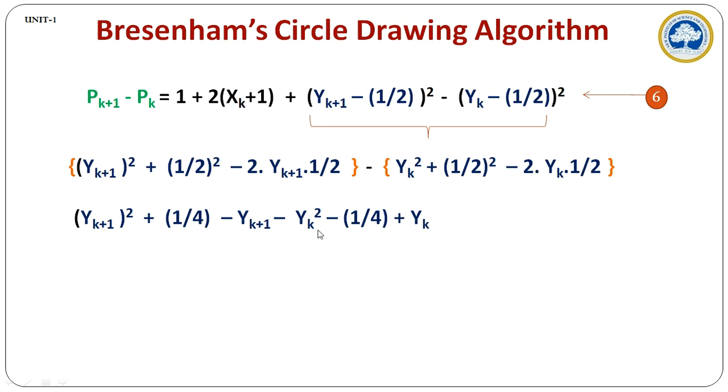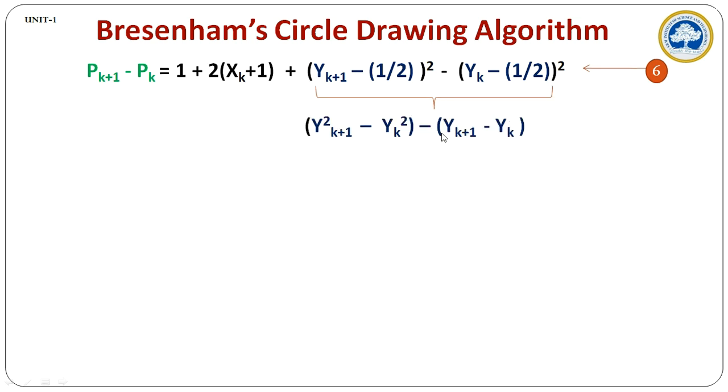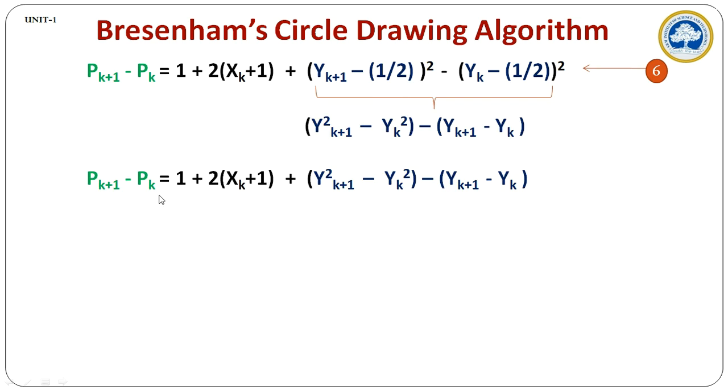Then I club the square value first, then the yk value next. Finally I write the constant value at the end of the equation. So these two terms will be cancelled. So finally I can get this value. Then I group the square value and non-square value like this. So instead of this I can write this value. So I rewrite the pk plus 1 minus pk here.